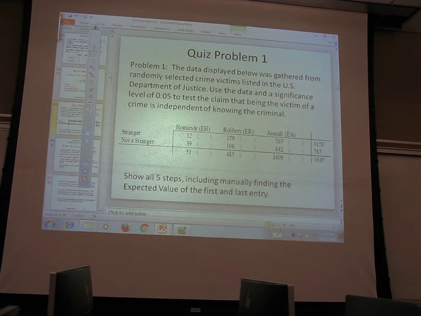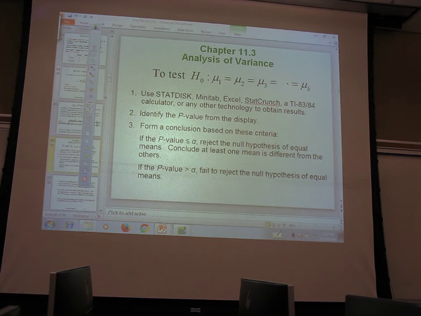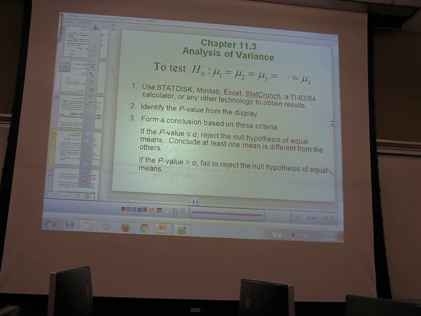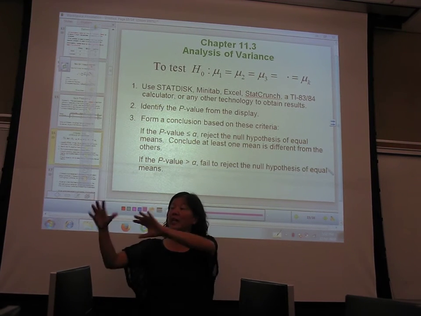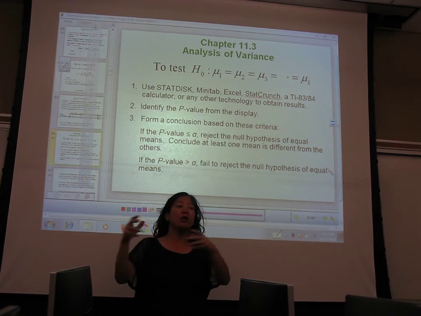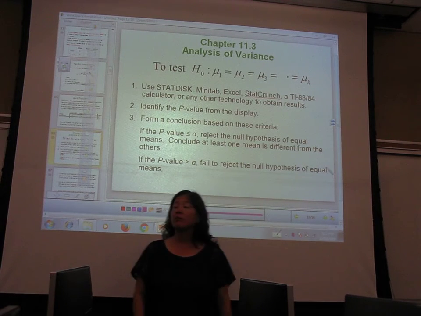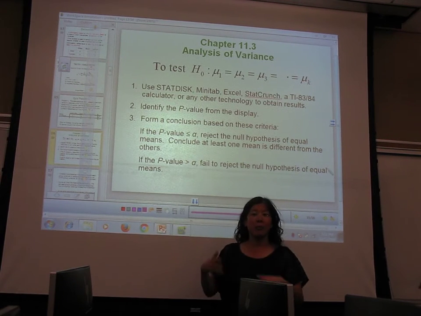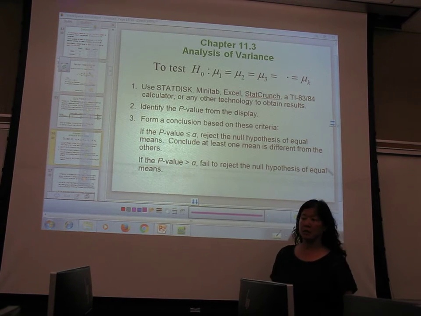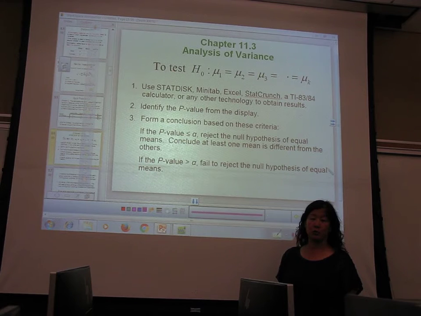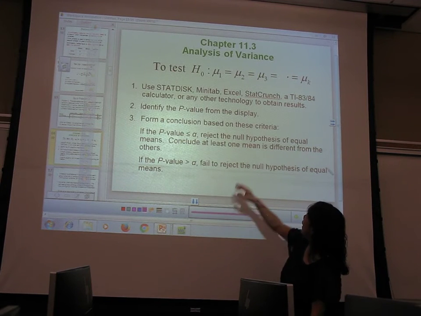Let's take a look at 11.3, analysis of variance. So this one is different. 11.1 and 11.2 are about proportions, right? They got categories. How many people in each category? Those always have to be whole numbers, because you can't have part of a person in the category. These ones are about means, so you can totally have decimals.